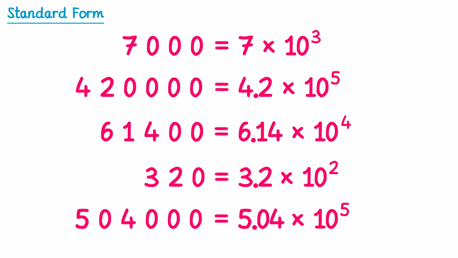You also need to be able to do the reverse process. So if you're given a number in standard form, you need to convert it back to an ordinary number. Let's look at how we do that now. So we're going to start with this number that's in standard form, 5 times 10 to the power 6. You could think of this as 5 multiplied by 10 6 times. So that's what we're going to do.